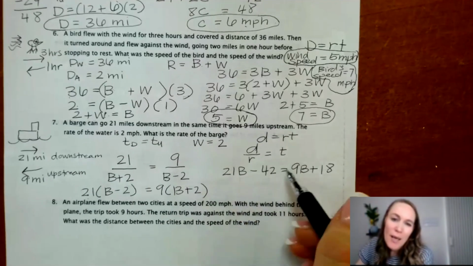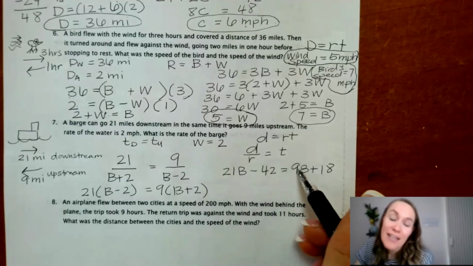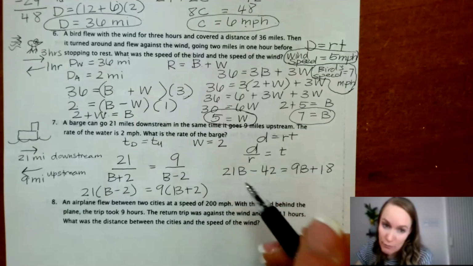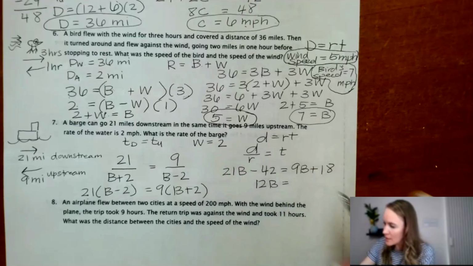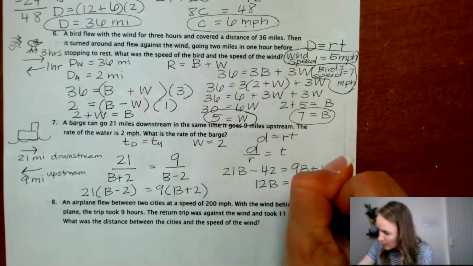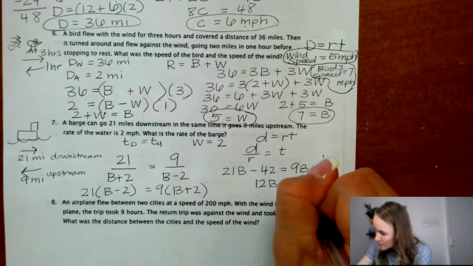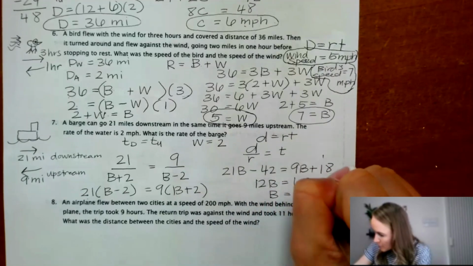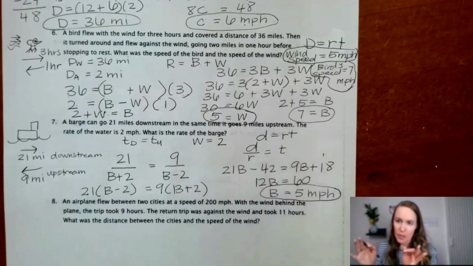So I have 21 minus 9. So 21 minus 1 is 20, 9 minus 1 is 8, 20 minus 8 is going to be 12. So I've got 12b on this side, and I'm going to add 42 on this side. 2 plus 8 is 10, carry the 1, and then 4 plus 1 is 5, plus 1 is 6. So 60. So B is equal to 5 miles per hour. Adding those units lets me know that B is speed. That's the barge's speed.